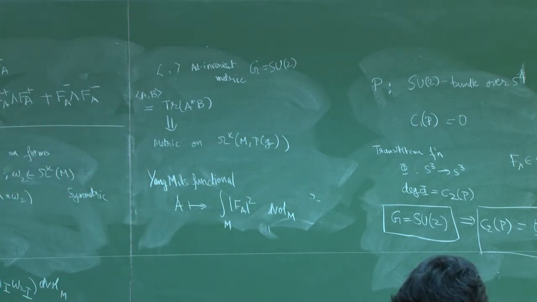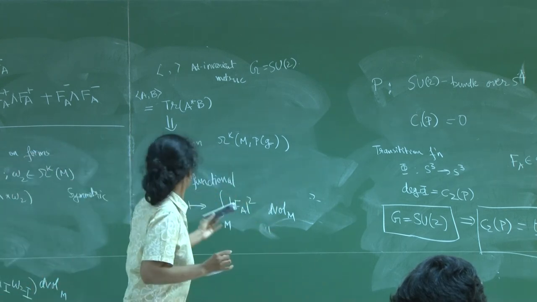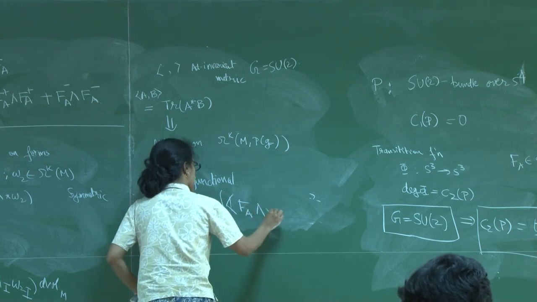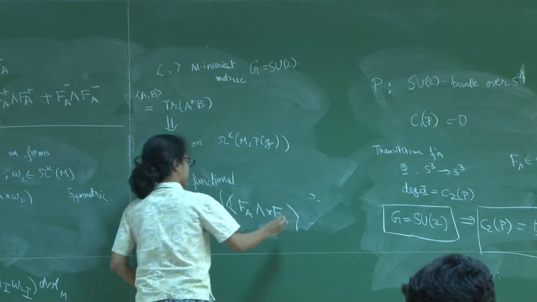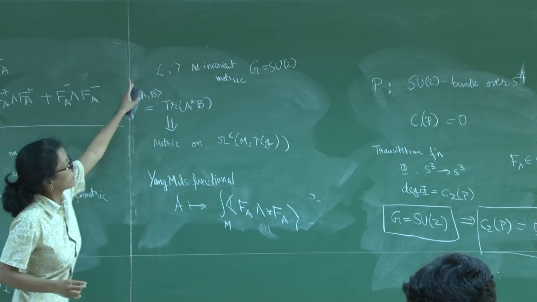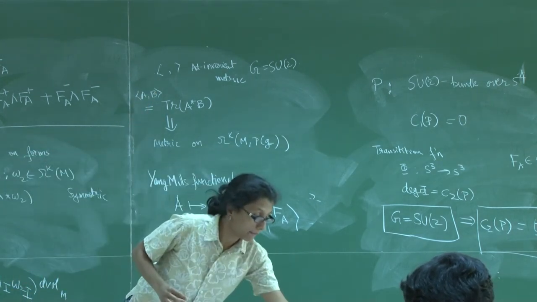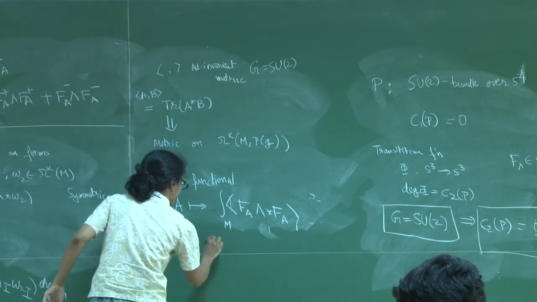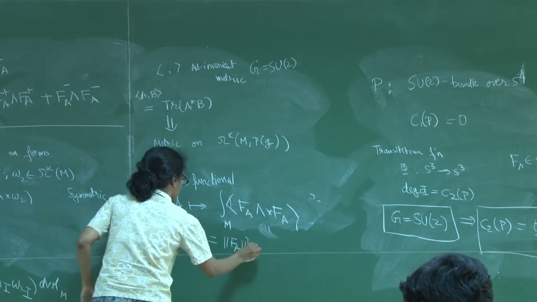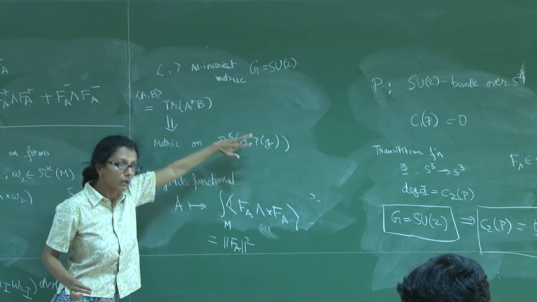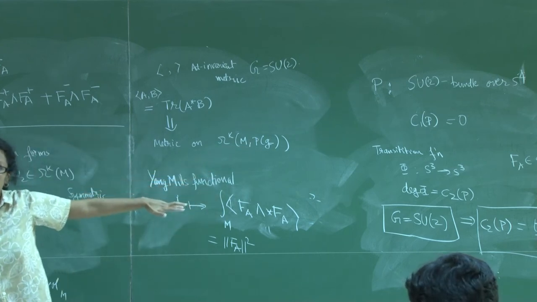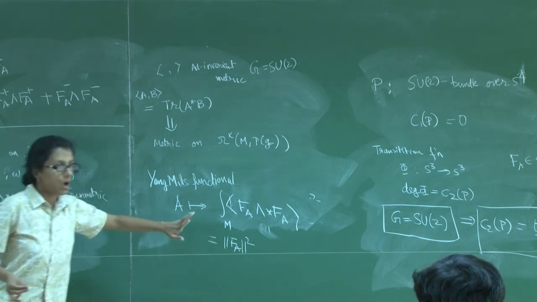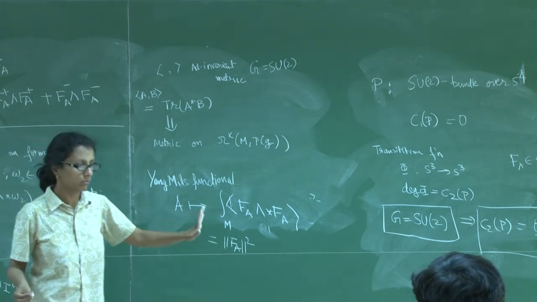So we are doing, let me just write it. Star F, angle brackets, because those are the ad-invariant metrics. So it's literally the norm square of the curvature. You have a metric on these Lie algebra valued forms, so using that metric, you take the norm square of the curvature. That is the Yang-Mills functional.